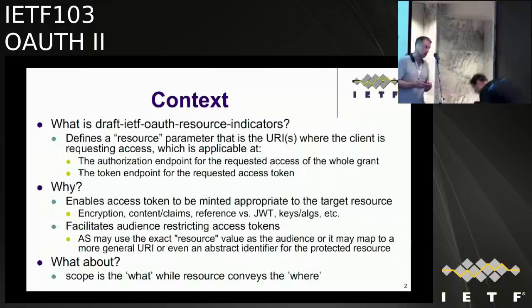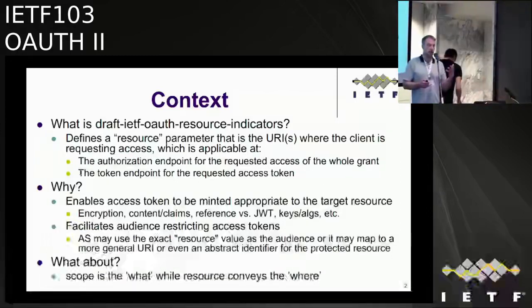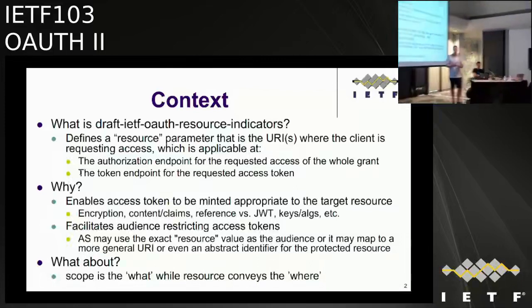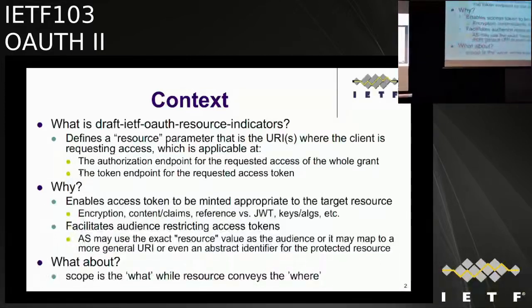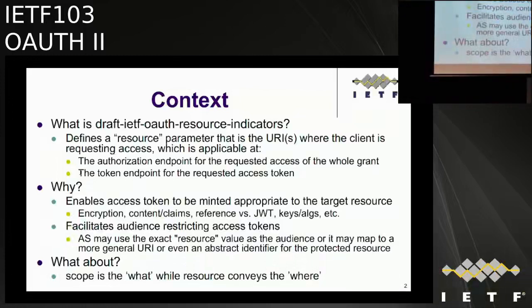By knowing where it's going to be used, versus just the scope of access, you can put a proper audience restriction in there. The draft right now says that the AS can take the resource URI value and use it exactly as provided, or it might map to an audience value that's a more general URL, or even potentially, depending on the deployment, an abstract identifier for that resource or set of resources. A question that came up when we've talked about this in the past is: what about scope? Conceptually, scope is about what kind of access is being requested, while resource allows the actual where to be conveyed independently of the scope. So that's the idea there.